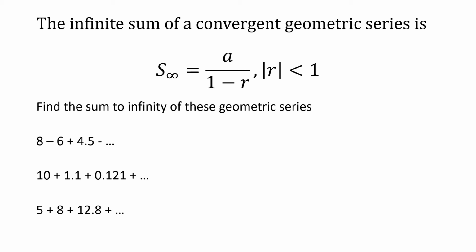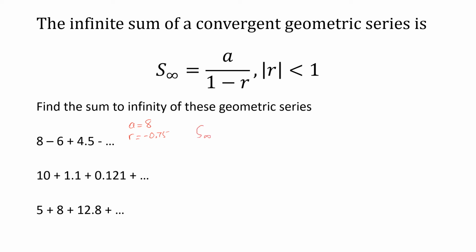So I've tried to pick out some ones that are a little bit awkward at least. We've got 8, minus 6, 4.5, etc. In this case, we are saying that a is equal to 8, because the first term is 8, and r is, I think, minus 0.75. So let's put that all into our formula.